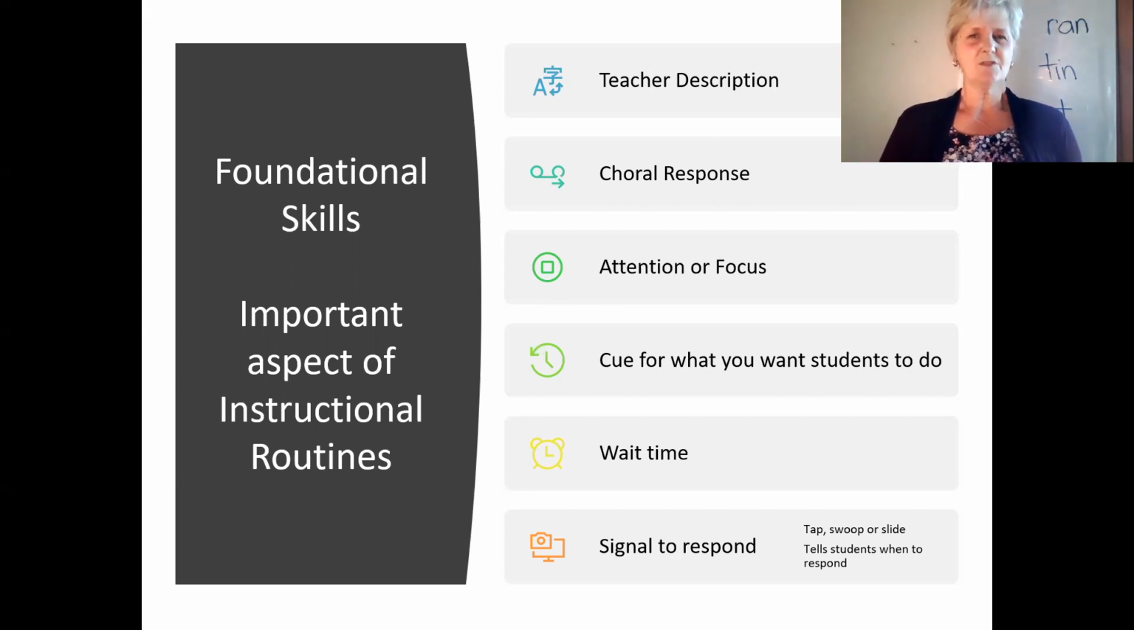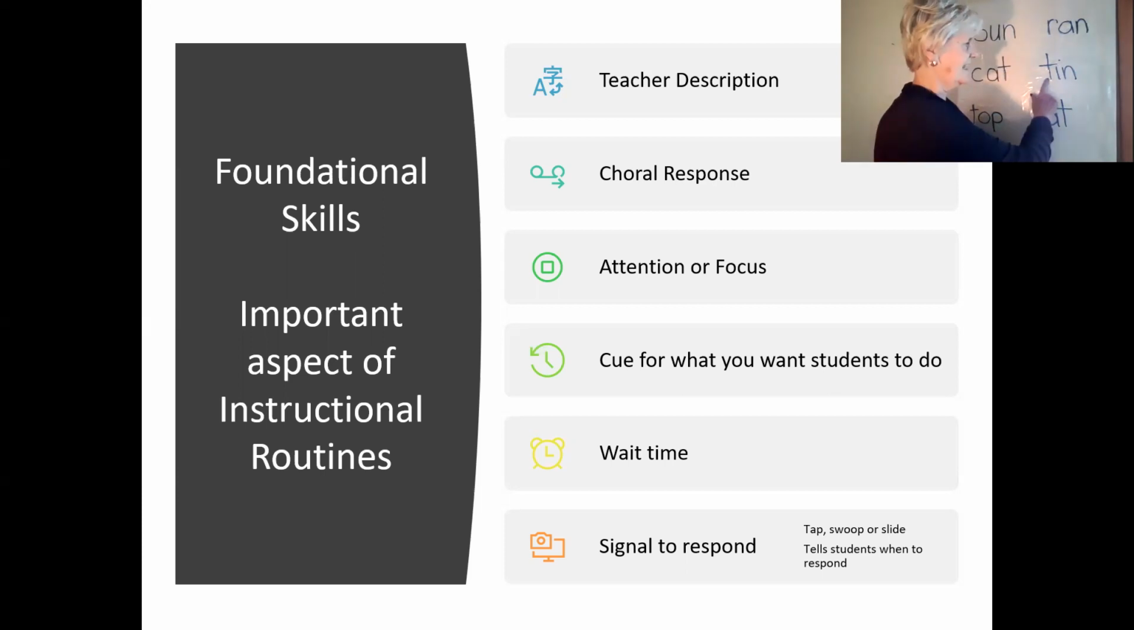Then you want to give students a cue for what's going to happen. So I may say here, picture, and that's really clear for students. They're going to give me the name of the picture. I may say sound, and they're going to give me the sound at the beginning of volcano. Or I may say spelling, and they're going to give me the name of this spelling.